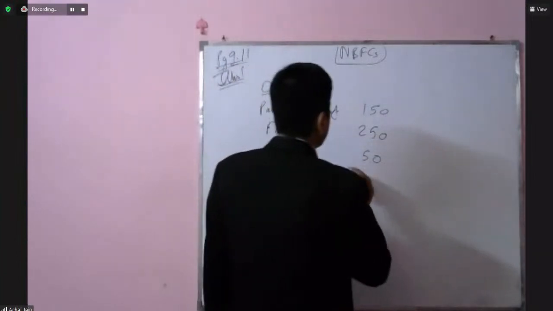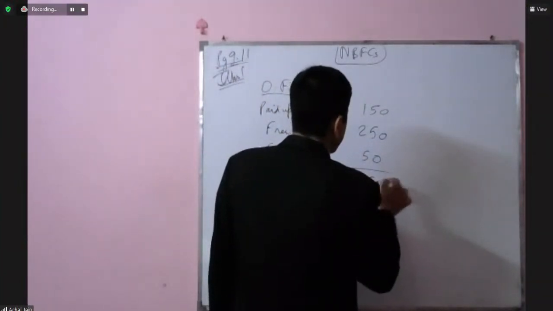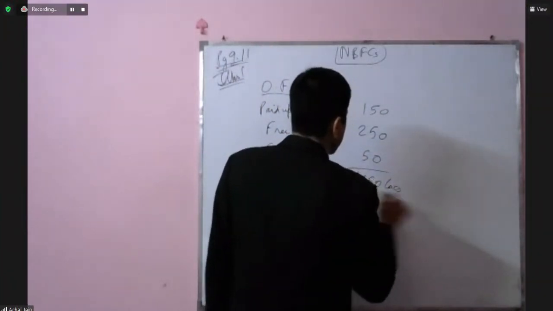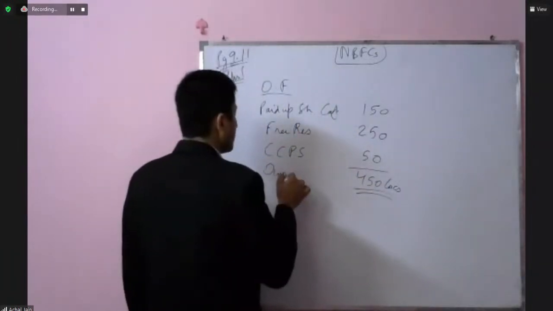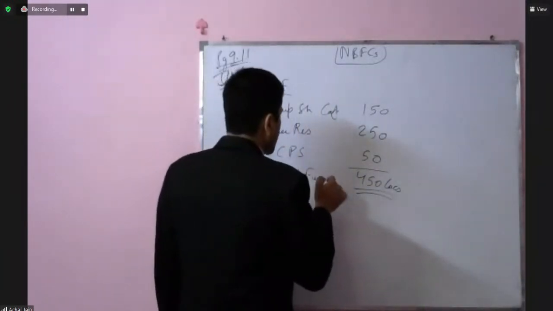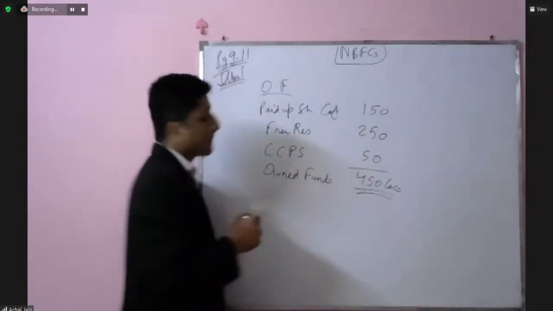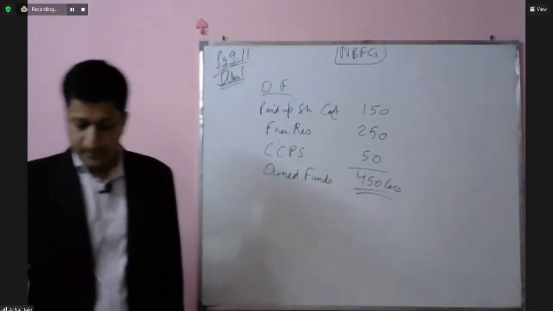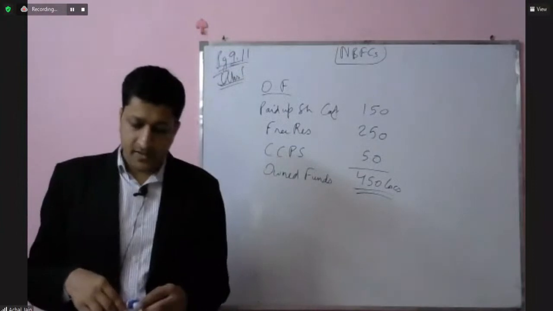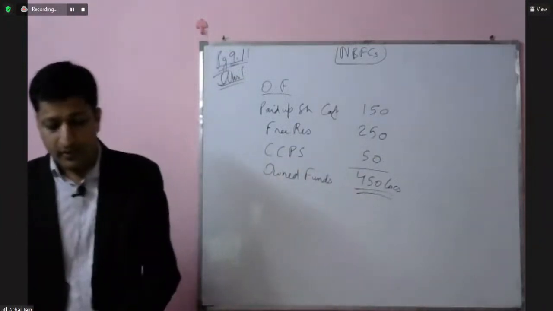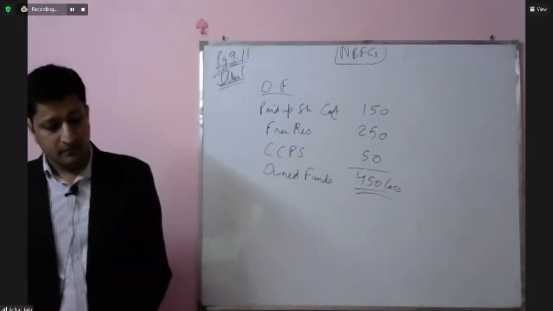So what do we have? 450 lakhs is the amount of own funds. Okay. 450 lakhs is the amount of own funds. Clear?